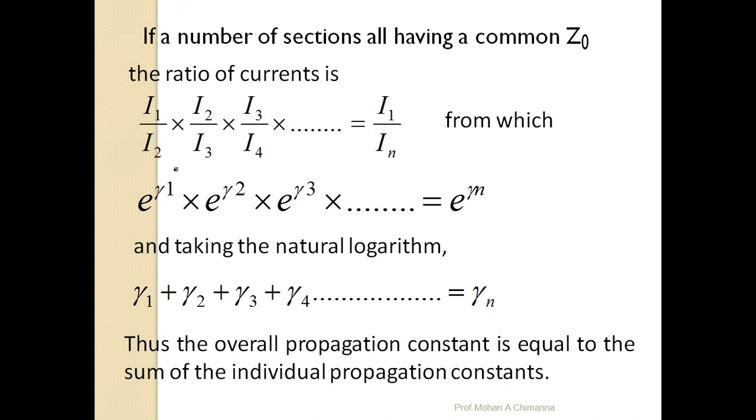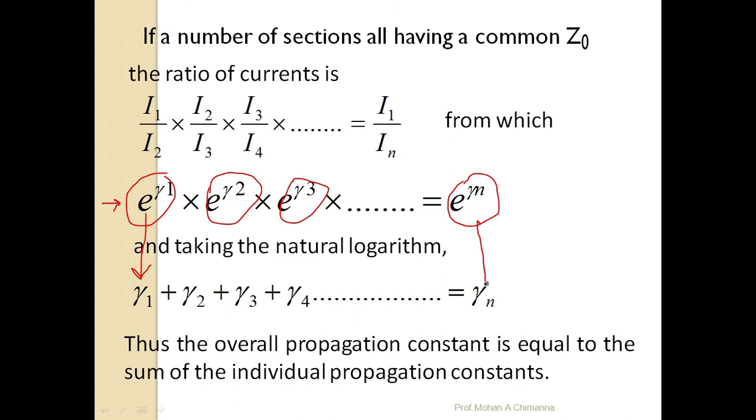There is e raised to gamma 1, then e raised to gamma 2, for the third e raised to gamma 3, and in this way up to e raised to gamma n, and take the natural logarithm of that. Once we take the natural logarithm, this equation is modified to gamma 1 plus gamma 2 plus gamma 3 up to gamma n. Thus the overall propagation constant is equal to the sum of the individual propagation constants.